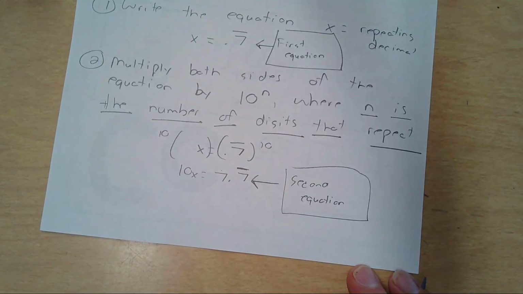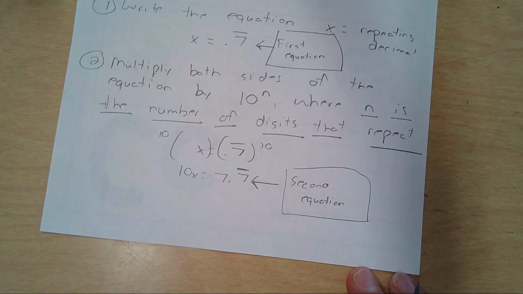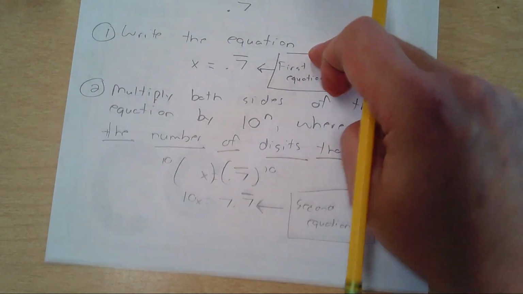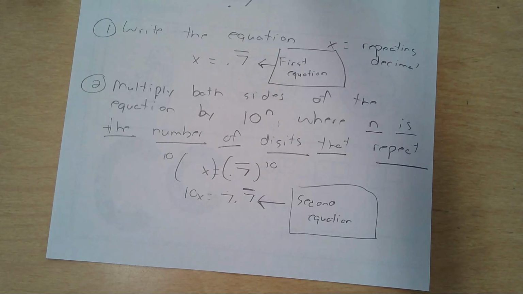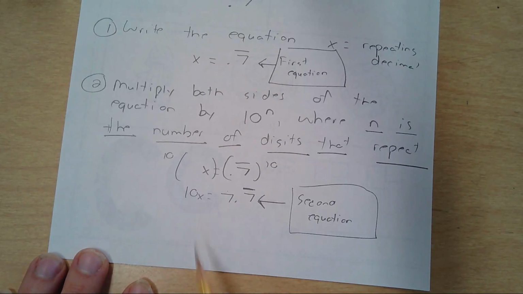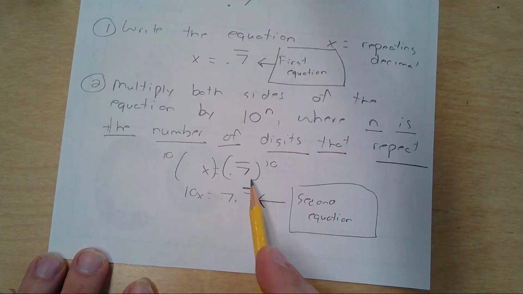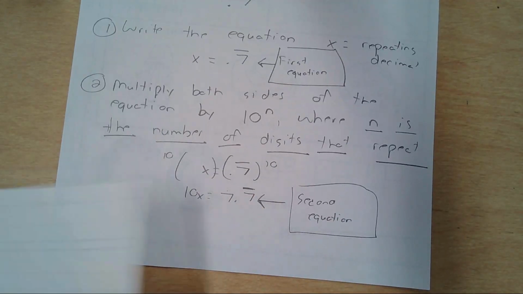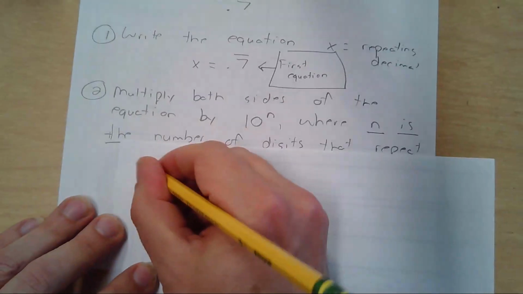I have two equations I have made. Agreed? Equation 1, x equals whatever. Equation 2, well, how many repeating decimals are there? 1. 10 to the first power, well, that's just the number 10. So multiply everything by 10. 10 times x, 10x, and just slide the decimal basically one spot. The 7's still repeating. Okay? Step 3.